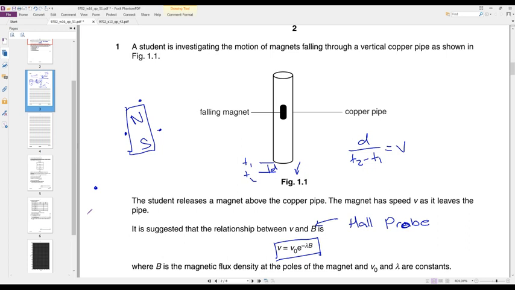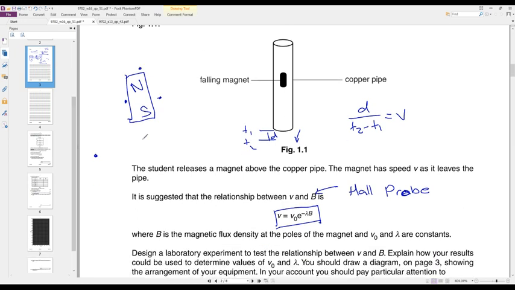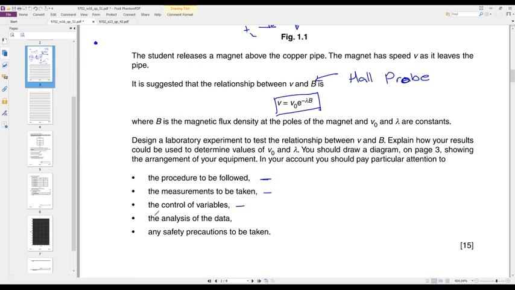All right, point 6, safety precaution linked to falling. Oh, yes. So this goes back to up here, where they have said any safety precautions to be taken. So analysis of the data, we've covered that. That was all of the stuff with the equation. Any safety precautions to be taken.